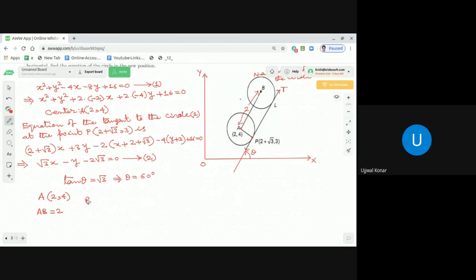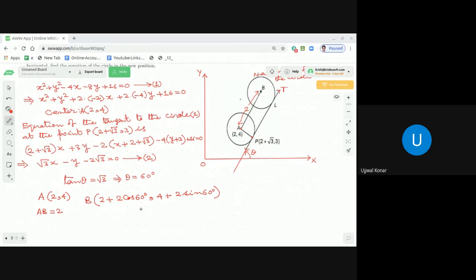Then the coordinate of the point B is A plus r cos theta, that means 2 plus 2 cos 60 degrees, and 4 plus 2 sin 60 degrees. Correct or not? That is the distance formula of the straight line. If you want to recap, you can go through that particular video lecture available on the online platform as well as on YouTube.